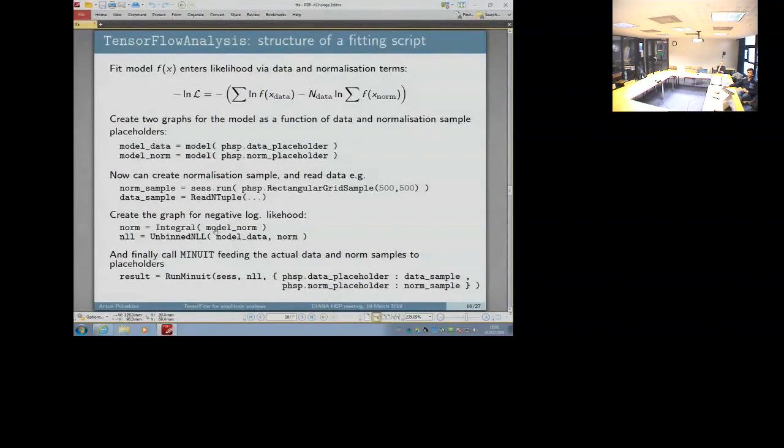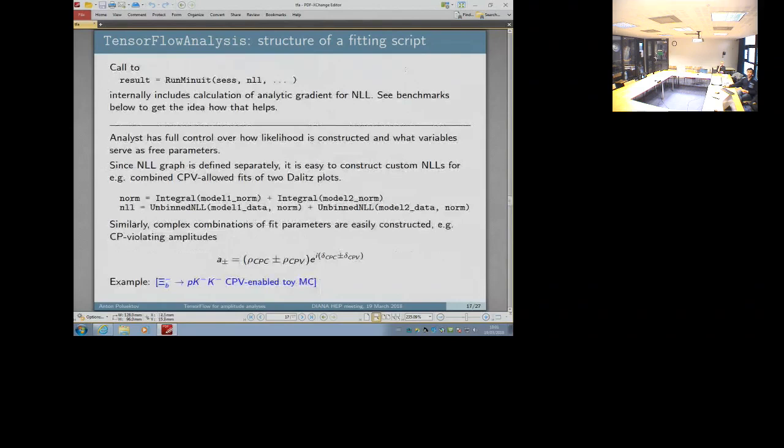The integration and negative log likelihood are again provided in this library, and then you call run minuit, where the parameters are the session you have created, the TensorFlow session, your graph for the negative log likelihood, and here you are feeding your data sample and normalization sample. Internally, this call already includes all this fancy optimization, like analytical gradients and so on.